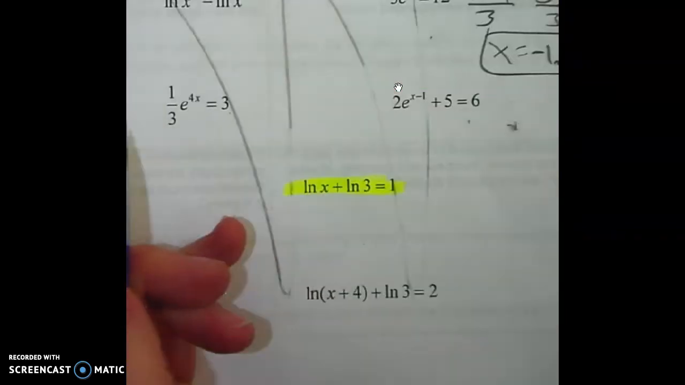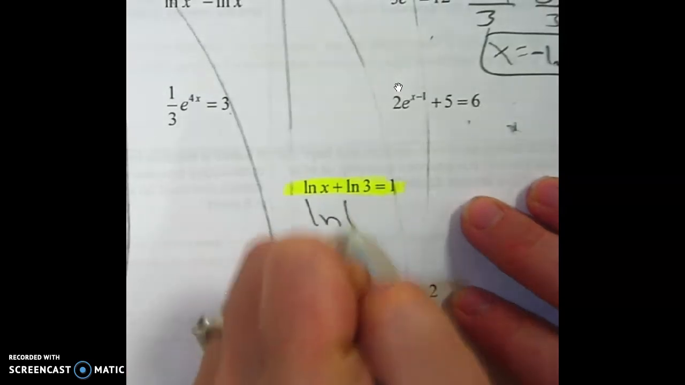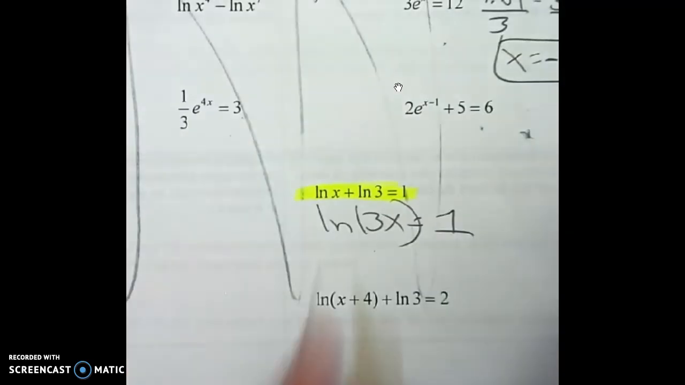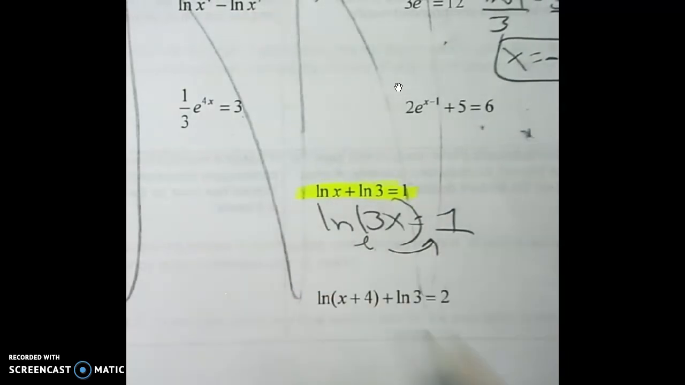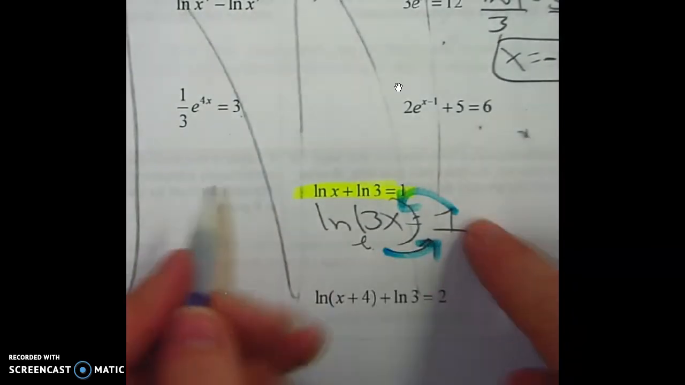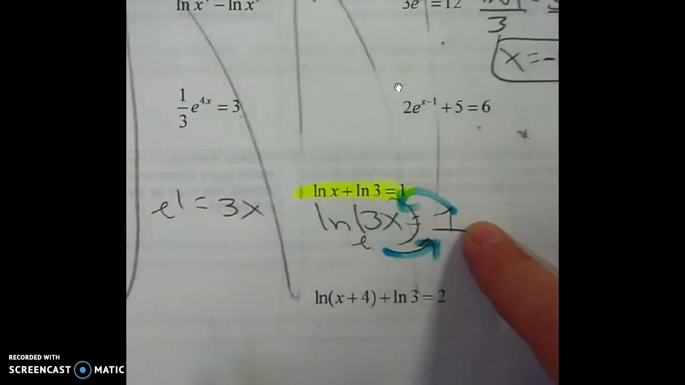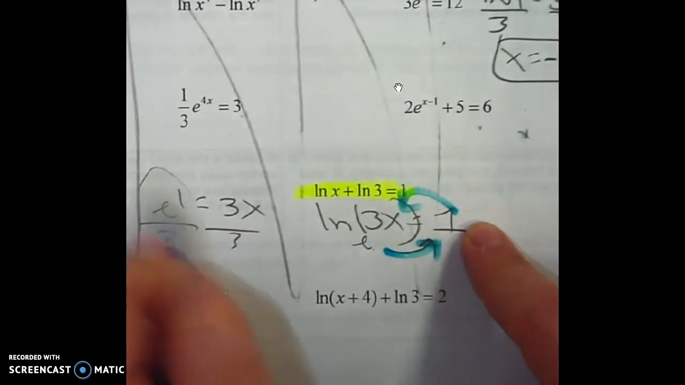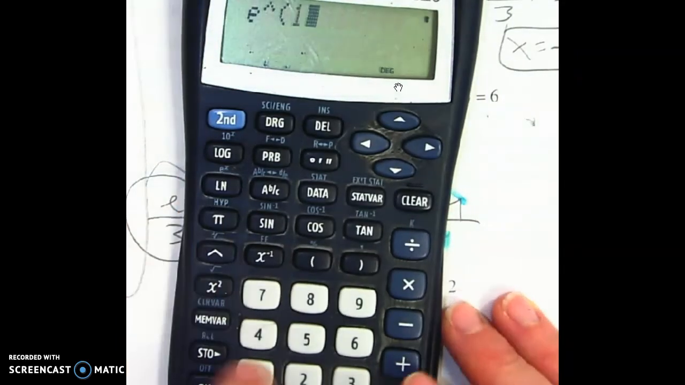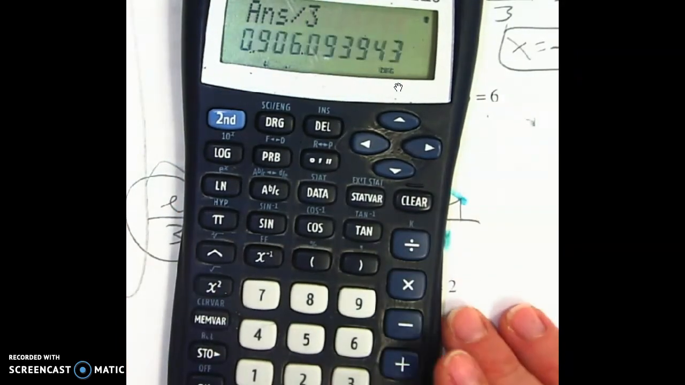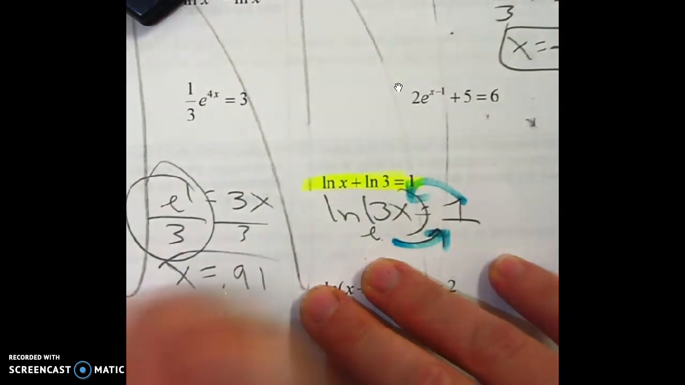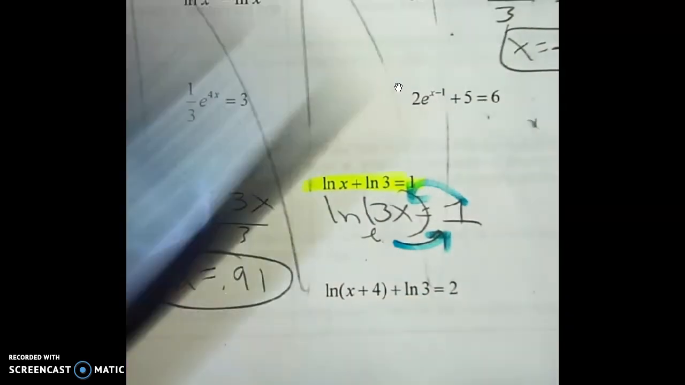All right. What do I do when it's adding? Adding means multiply. Now there's nothing else I can do. It's in base E. Change it to exponential form. E to the first equals 3x. Divide by 3. So I'm going to put that in my calculator. So second e to the first divided by 3. And it's 91 cents. Or if I'm going to be fancy, which I should, 91 hundredths.